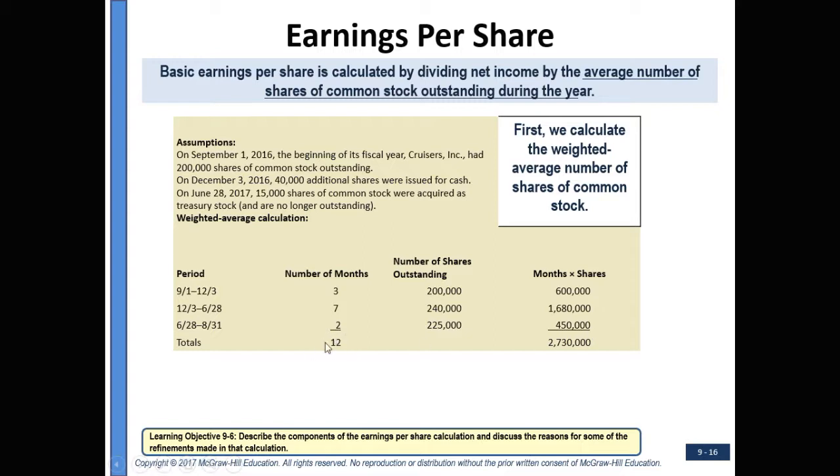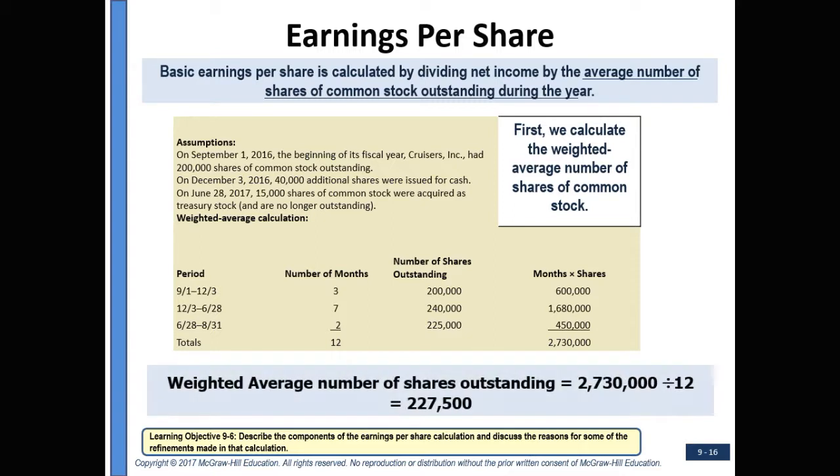That means that in the course of 12 months, we would have effectively 2,730,000. When we divide that out, that tells us that in essence, the weighted average number of shares for that period is 227,500 shares.